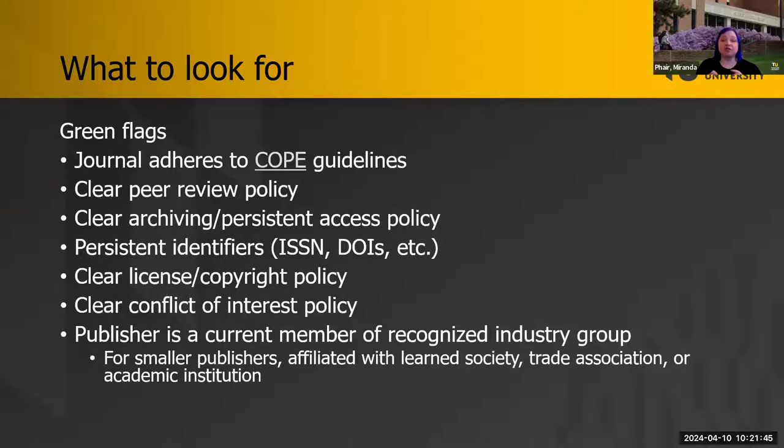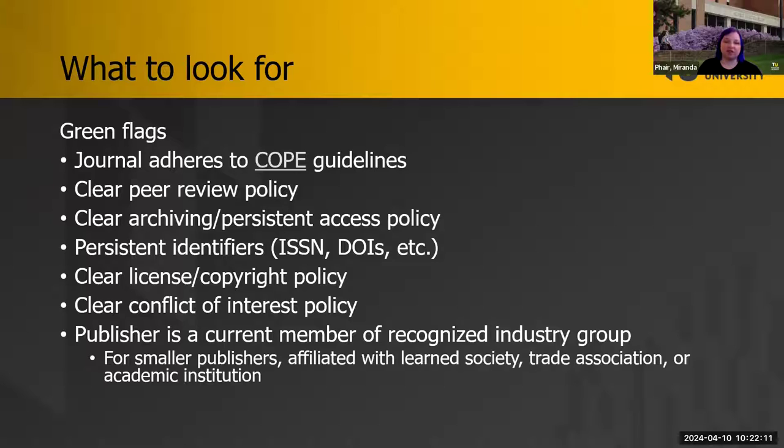Persistent identifiers, those are good to have. They're also good because you can double check them. So things like an ISSN, sort of like the impact factors, that's not just a thing the journal gets to pick. It's assigned to them, so it's verifiable whether or not that's their actual ISSN. Then whether they're assigning DOIs to the article, that's typically a good sign. If they have clear policies on copyright, conflict of interest.